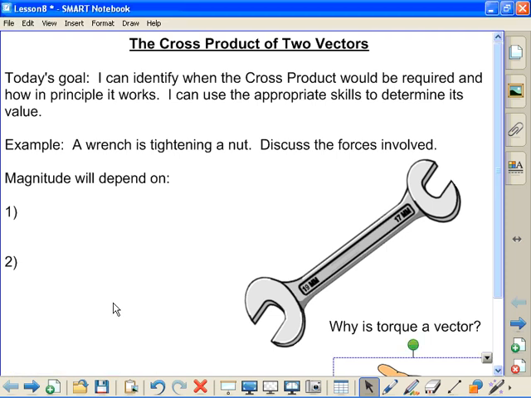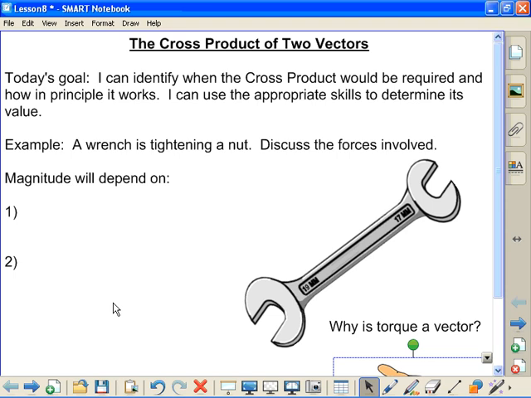Today's topic, the cross product of two vectors. So previous lesson we talked about the dot product, and now the cross product is another way to multiply vectors. Dot product resulted in two vectors multiplying and coming out to be a scalar. Today we're looking at two vectors being multiplied in such a way that they become a vector.